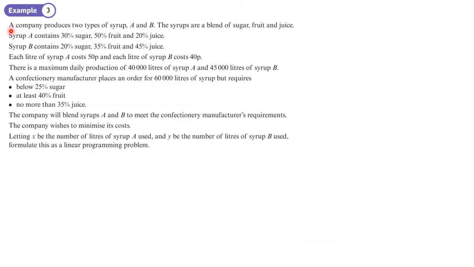So just like before, we're going to go through each sentence and we'll write down the information as we go along. So the first thing it says here, company produces 2 types of syrup, syrup A and syrup B. So I'm going to use X to stand for syrup A and Y to stand for syrup B. Okay, so we'll just tick that off. We've just done that. The syrups are made of a blend of sugar, fruit and juice.